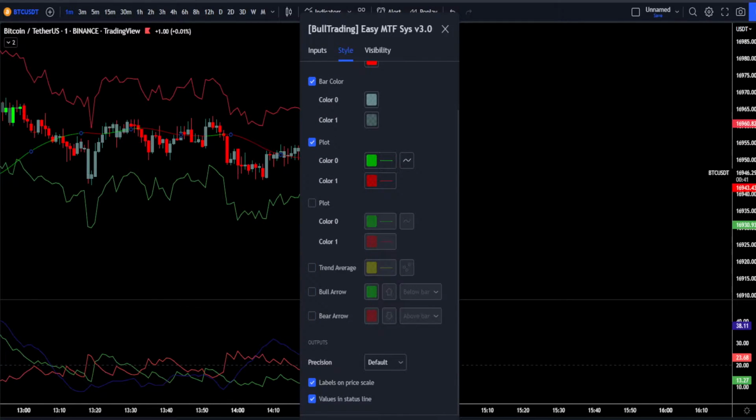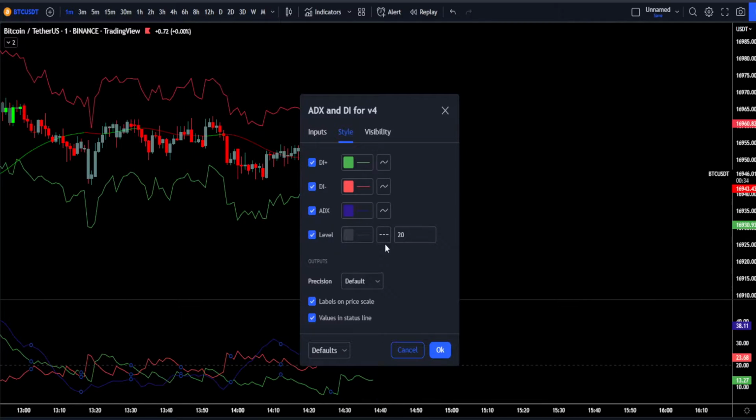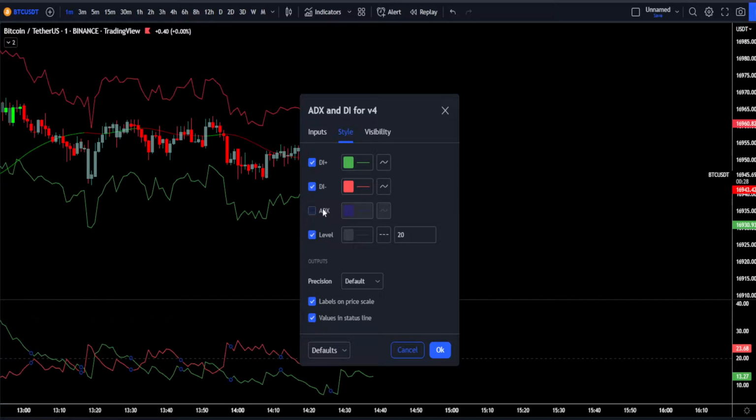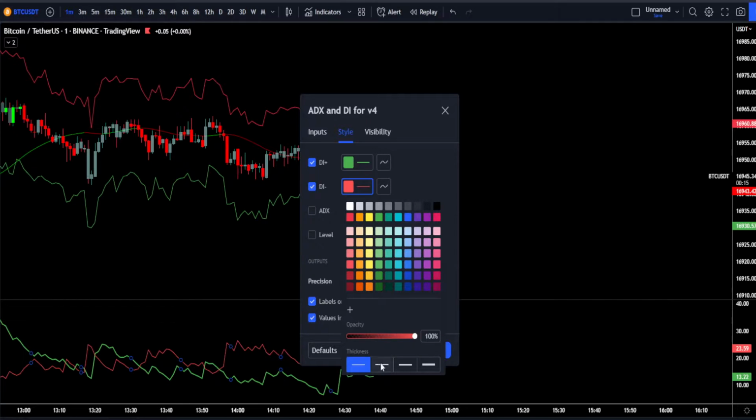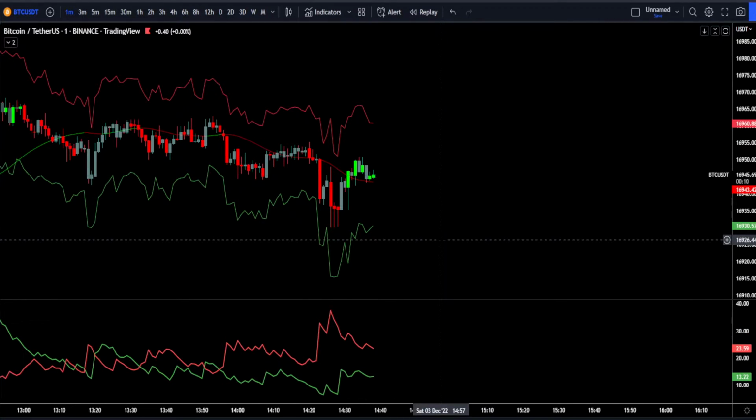Now let's head over to our ADX and DI indicator and change its settings. First navigate to our style section and uncheck the ADX box as well as our 20 level. We'll also make these a little thicker just to make it more visible. Now that all of the indicators have been properly configured, let me show you when to enter into a position.